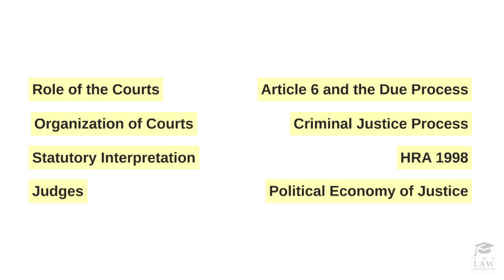For instance, the Supreme Court, which came about in 2009 with the enactment of the Supreme Court Act of 2009. We will discuss what is meant by statutory interpretation and the various forms of interpretation employed by judges. Moving on to the role of the judges themselves and how they're supposed to be impartial, the effect of Article 6 and due process, the criminal justice process, the Human Rights Act of 1998, which has a substantial bearing on the UK jurisdiction now, and finally we'll end off with the political economy of justice.